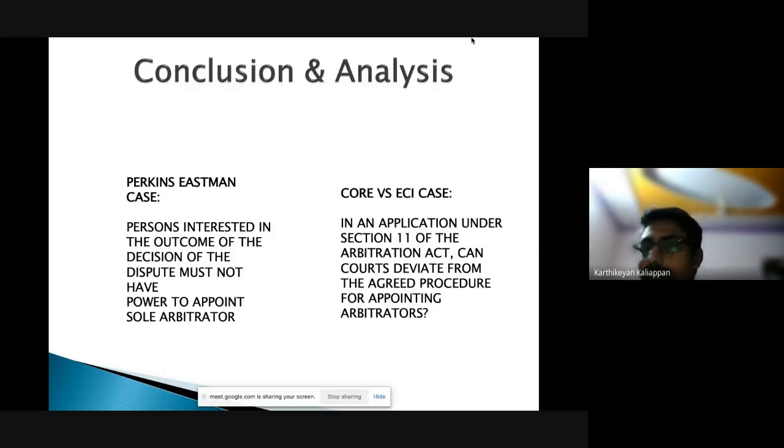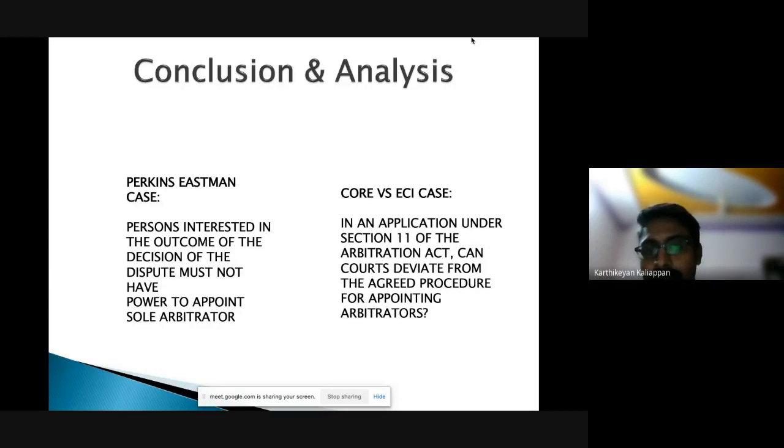In the CORE versus ECI case, in an application under section 11 of the Arbitration Act, can courts deviate from the agreed procedure for appointing arbitrators? Yes, because it is a government project. It is not a commercial contract. It is a government project where some technicality is required, and only a person who has that technicality can be appointed in order to give a proper award. So that was the conclusion by the Supreme Court in the CORE versus ECI case.